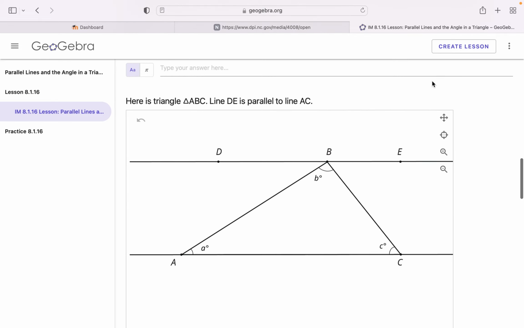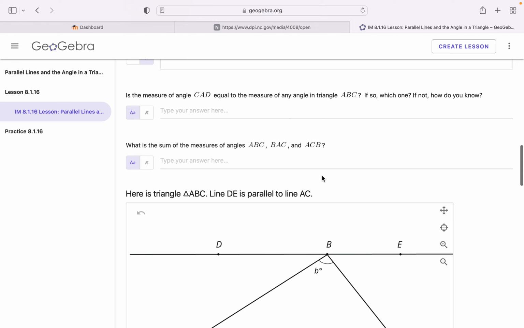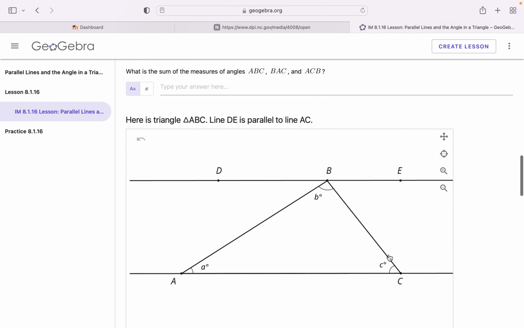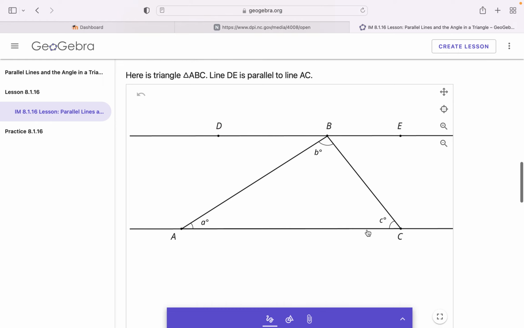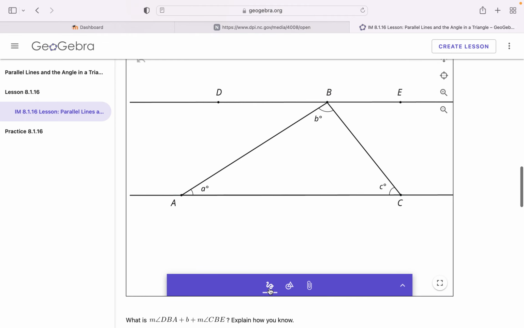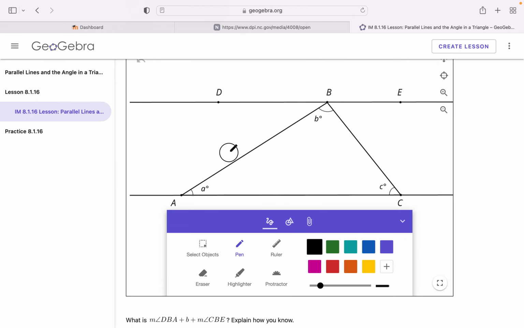And as I can create a lesson, I can alter any of these questions if I want to. But this is just one of these that's pre-made just for the teacher's help. So as we can see here, there's a triangle, and it has parallel lines, a transversal, and we can see that students are able to draw on it with a pen. They can go ahead and erase it, which kind of takes long.